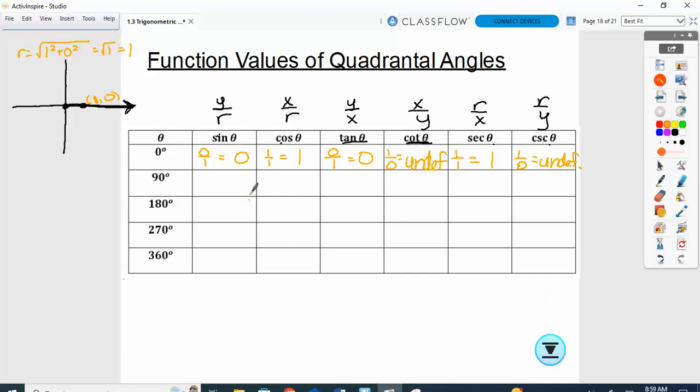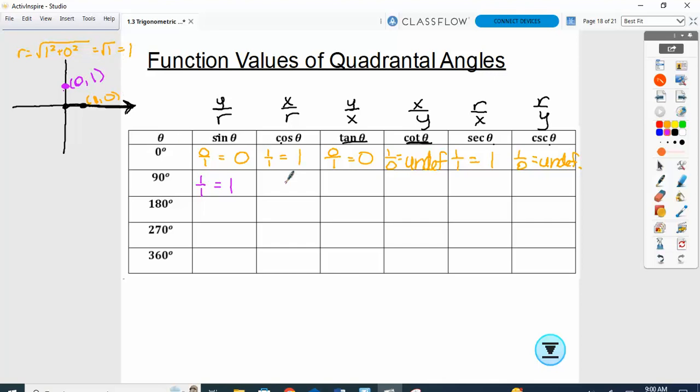All right. So now let's talk about 90 degrees. So 90 degrees, what would be the nicest point I could pick right here? Well, x would be 0 and the y would be 1. What's r going to turn out to be again? It'll still be 1, because it'll be 0 squared plus 1 squared. So r is still 1. So we do the same thing. So y divided by r. 1 divided by 1 is 1.